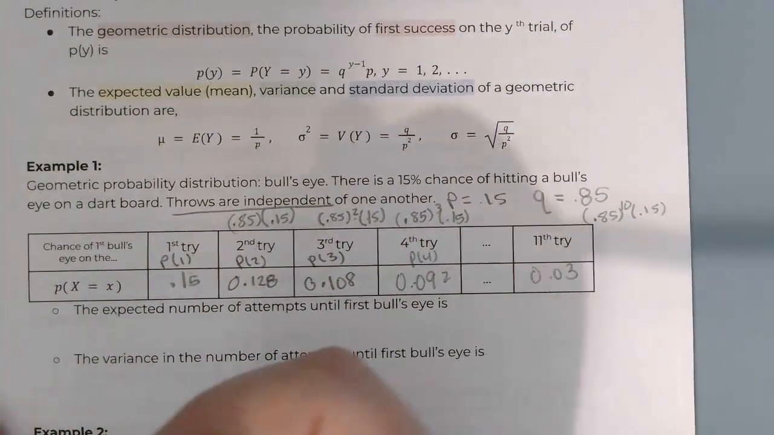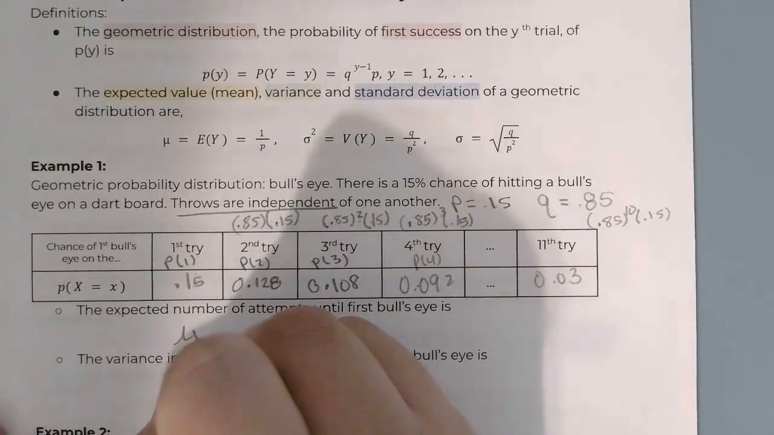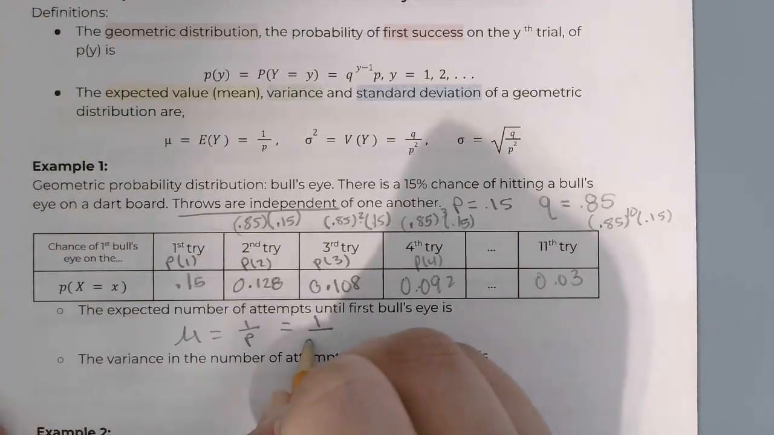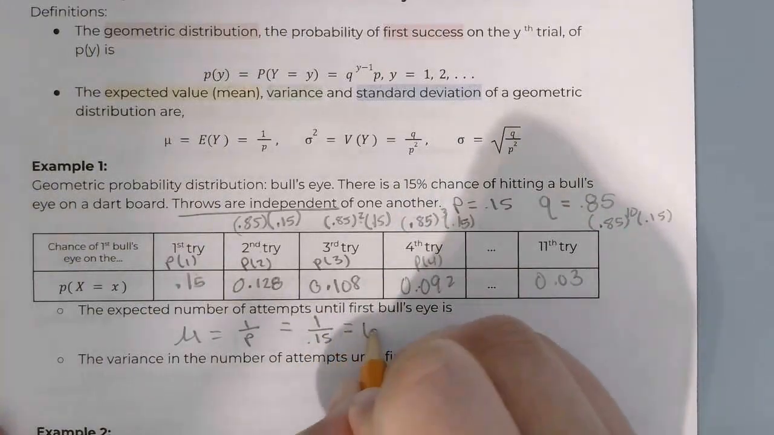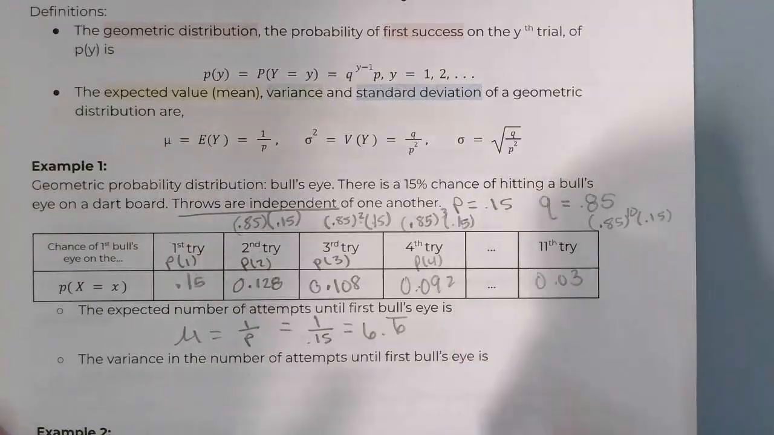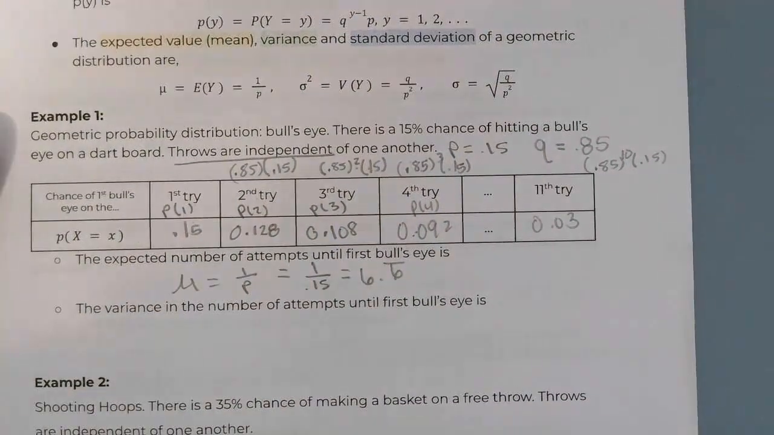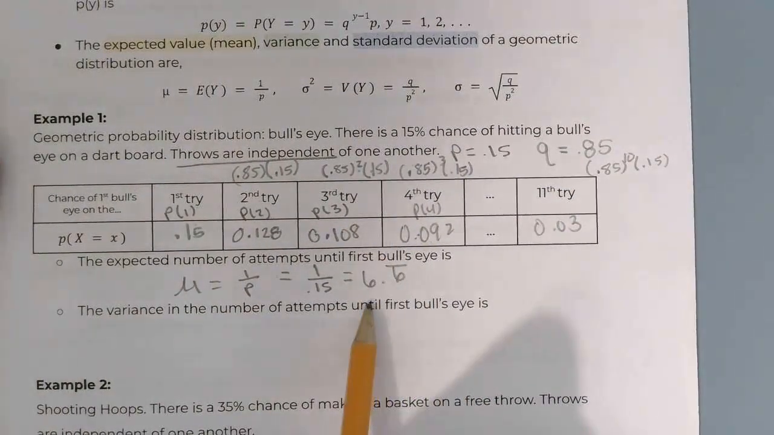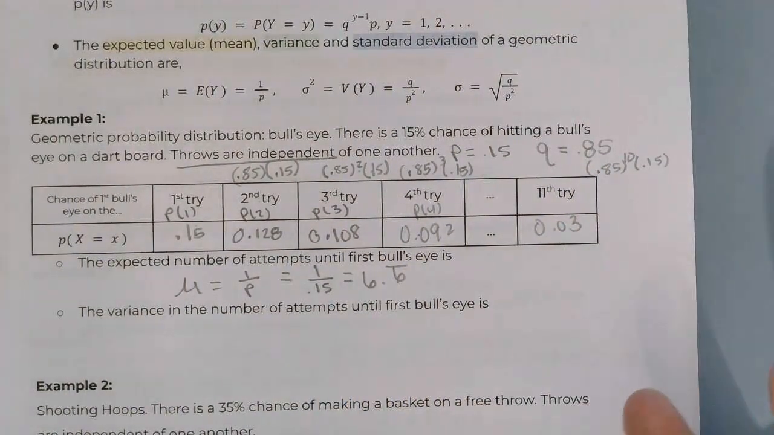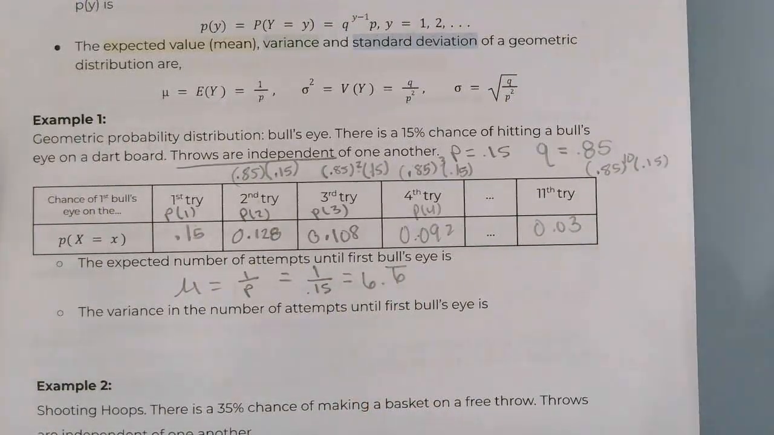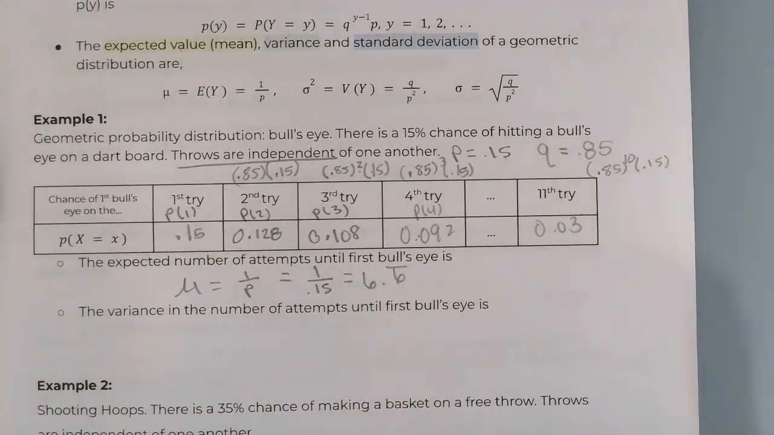The expected value for this situation, the mean, is 1 over the probability of success, which is 1 divided by 0.15, and that's about 6 2/3, or 6.6 repeated. So I could expect to throw 6 or 7 shots before I hit my first bullseye. So 5 or 6 misses, and then I'm going to hit a bullseye.